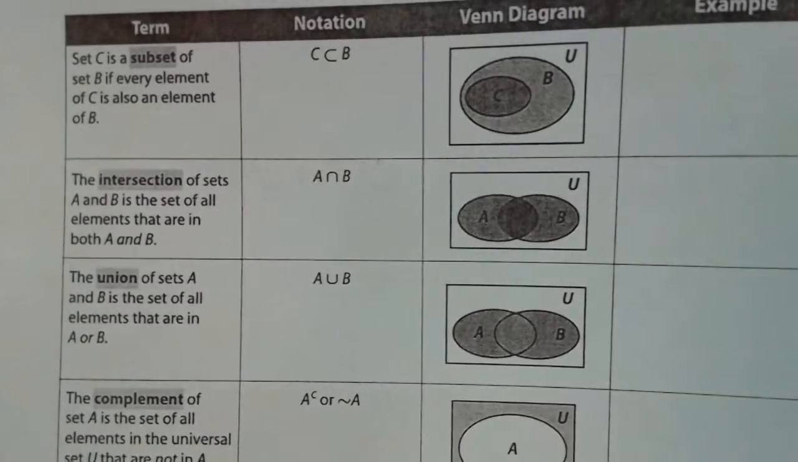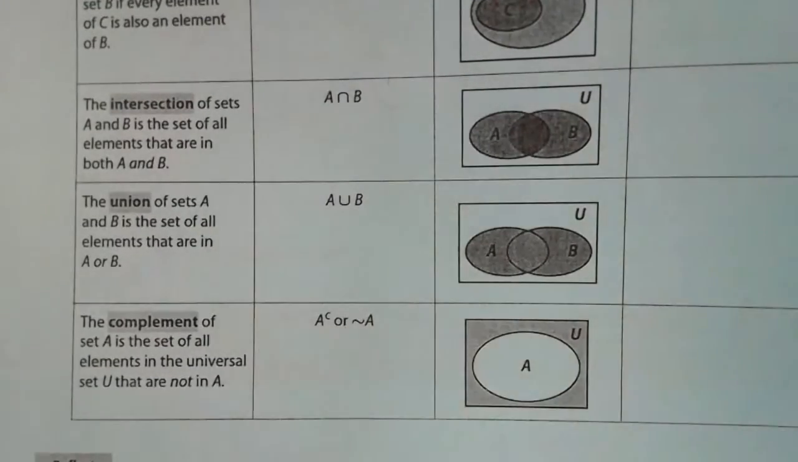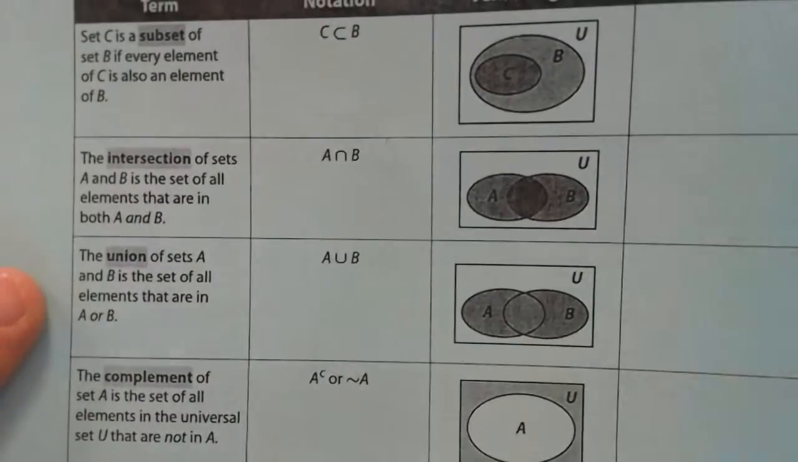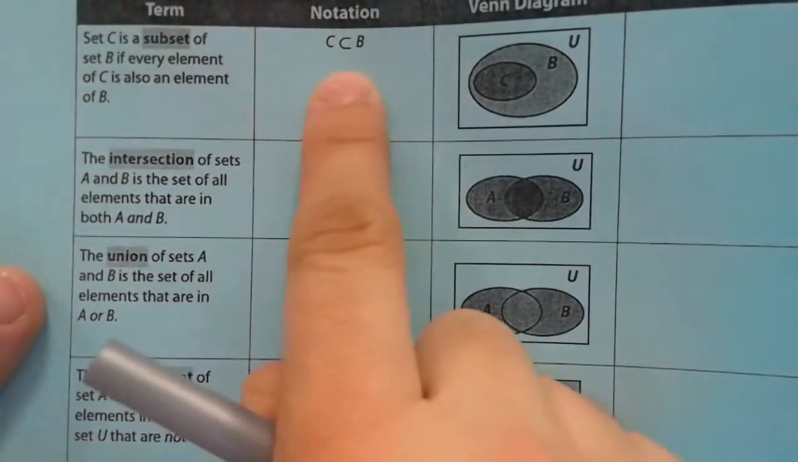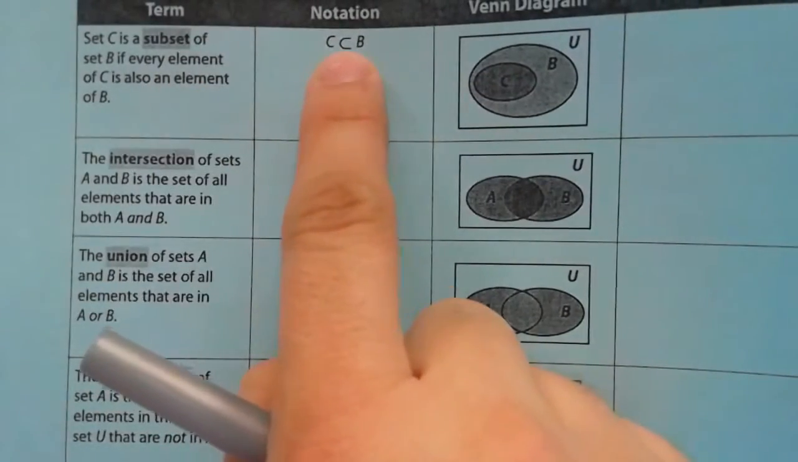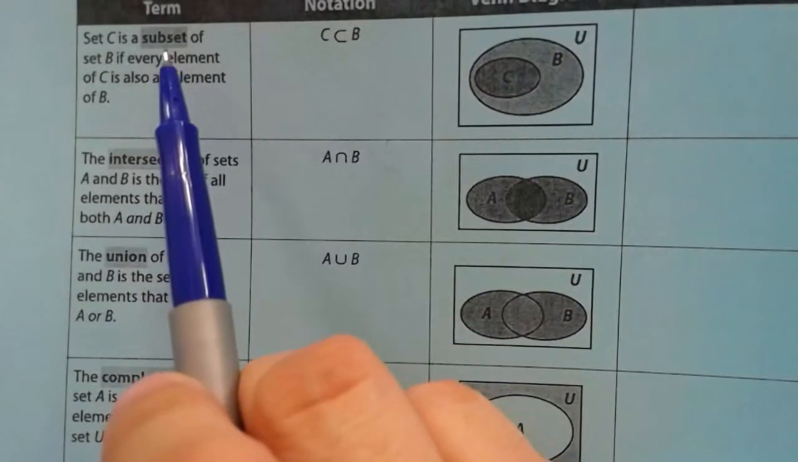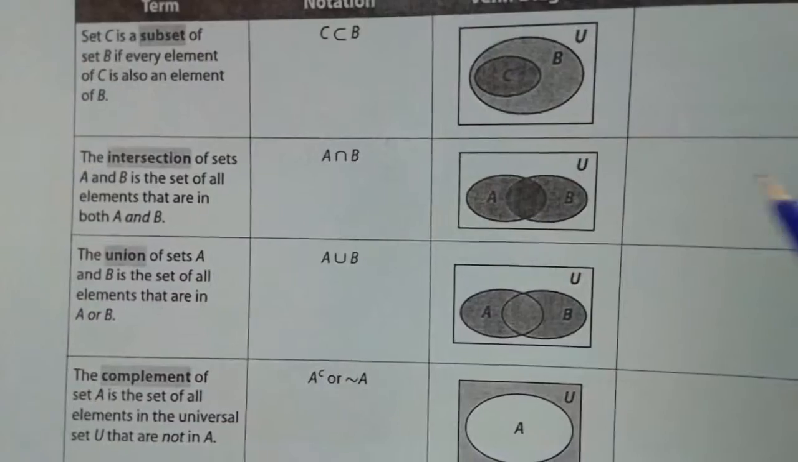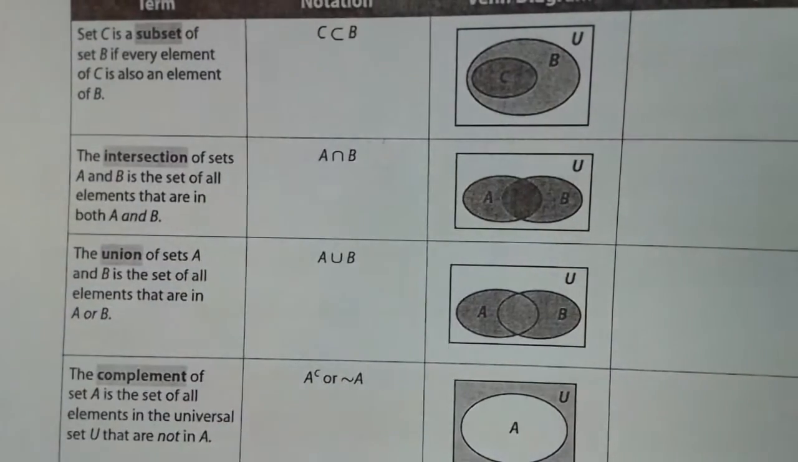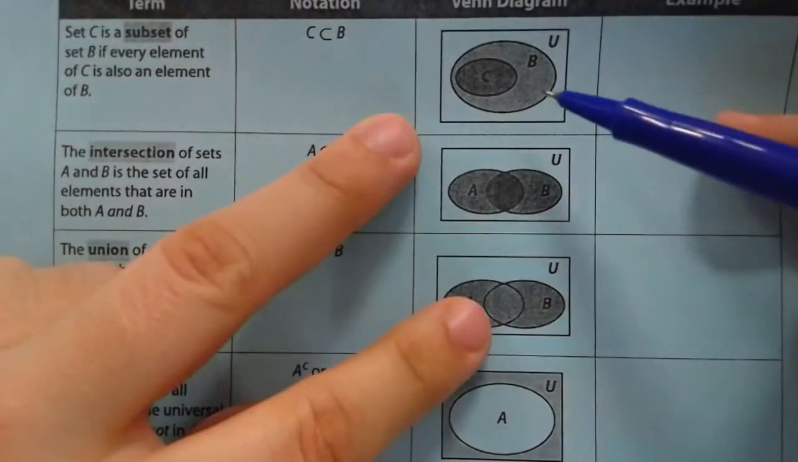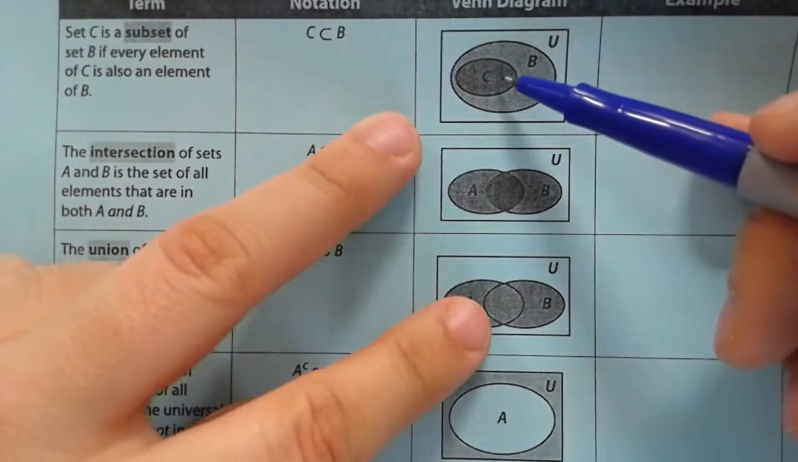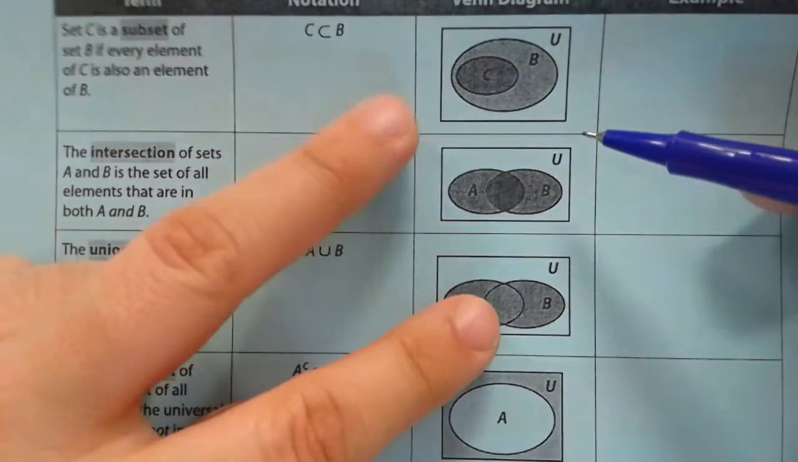Okay, so how are we going to combine sets together? There's a couple more notation, a couple more vocabulary words. This symbol right here, that stands for subset. You can use the Venn diagrams to help you illustrate what these are. In this one right here, do you see how the set C is completely inside of set B?